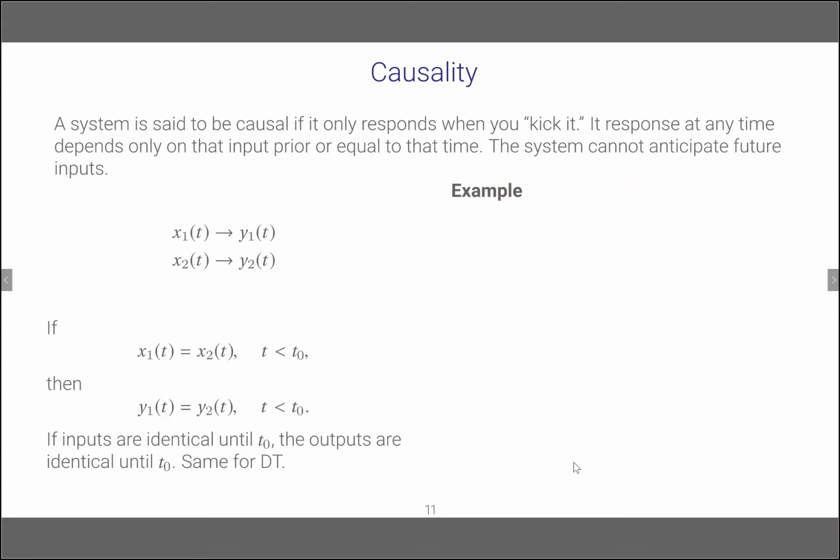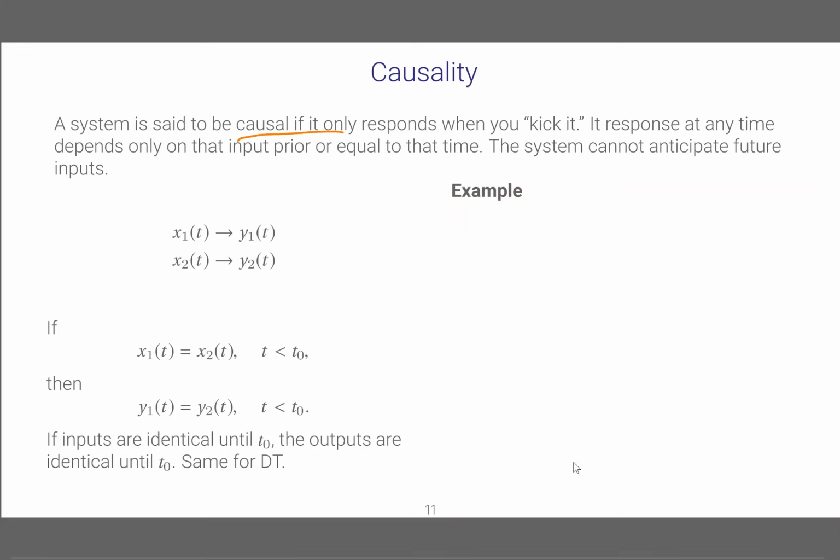Then another important property is causality. A system is said to be causal if it only responds when you kick it. That means the system cannot produce an output without the input being there. Its response at any time depends only on the input at that time or prior to it. The system cannot anticipate future inputs.